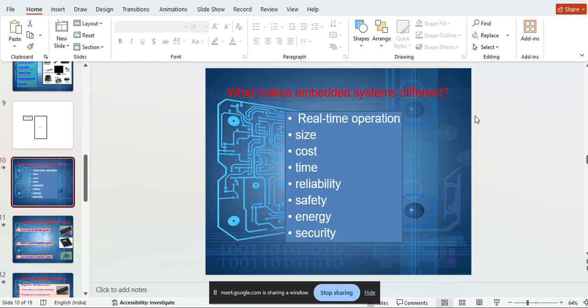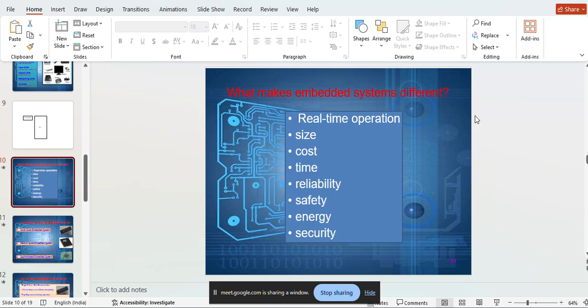Next, cost. Embedded system cost is very less. If you take an example of an Arduino, you will get it for around 600-650 rupees. Due to this, it is a very small, low-cost device.